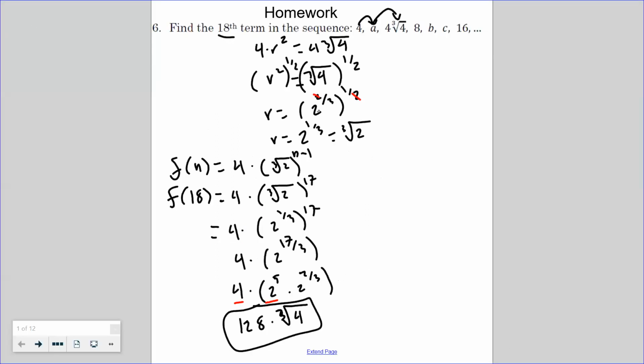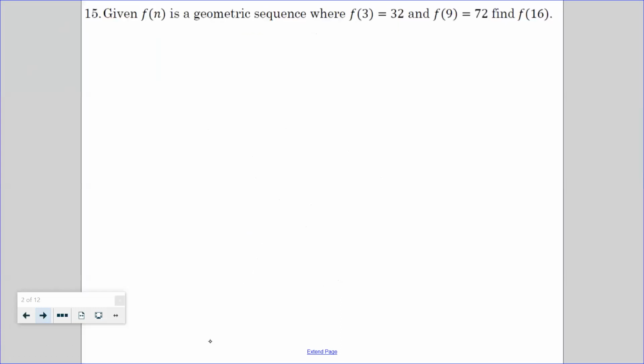So the process here: figure out your R value first, then put it into explicit form, and then from the explicit form, plug in 18 and solve it from there. Any questions about that? Are we good? All right, let's keep going.